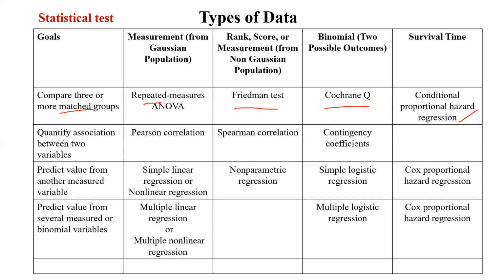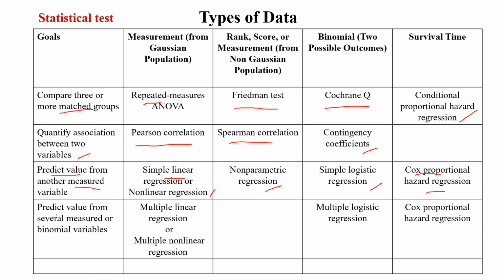And if we are going to quantify association between two variables, for Gaussian we go for Pearson correlation, for non-Gaussian, meaning non-parametric, we go for Spearman correlation, and for binomial we go for contingency coefficients. And if we are going to predict a value from another measured variable, then for parametric we go for simple linear regression or non-linear regression, for non-parametric we go for non-parametric regression, for binomial we go for simple logistic regression, and for survival we go for Cox proportional hazard regression.